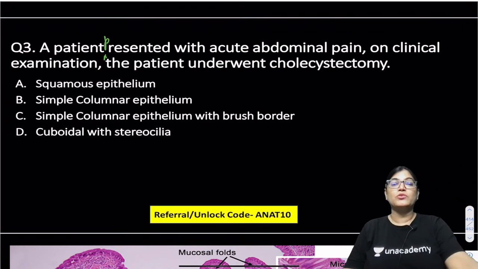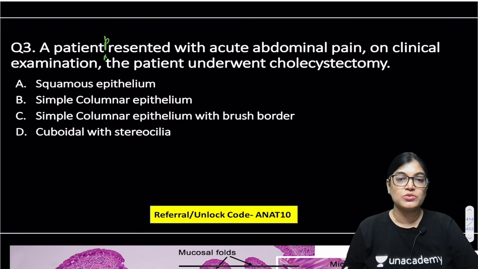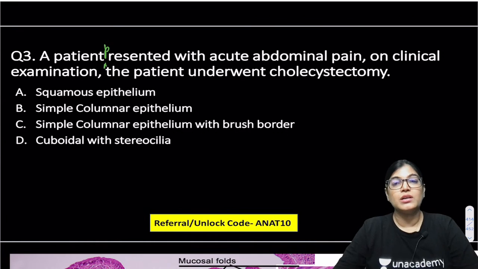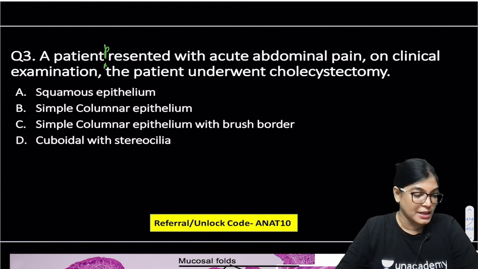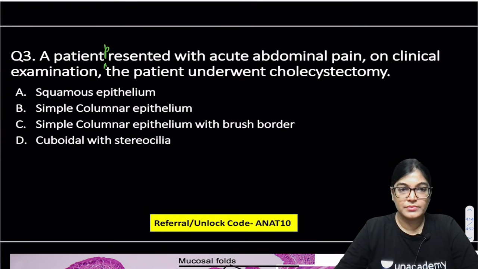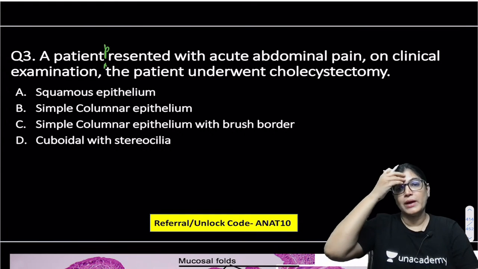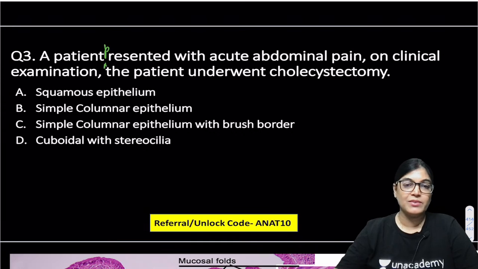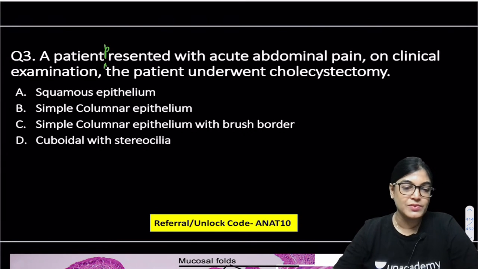A patient presented with acute abdominal pain on clinical examination, so the patient underwent cholecystectomy. According to it, what is the lining epithelium of the structure present with the surgeon? Question number three, mark the correct answer. The options are squamous epithelium, simple columnar epithelium with brush border, or cuboidal cells with stereocilia.